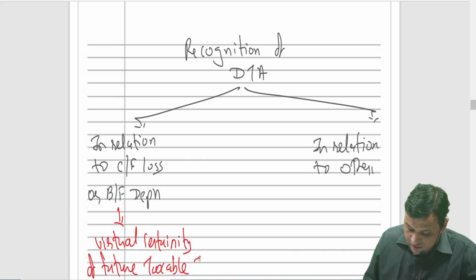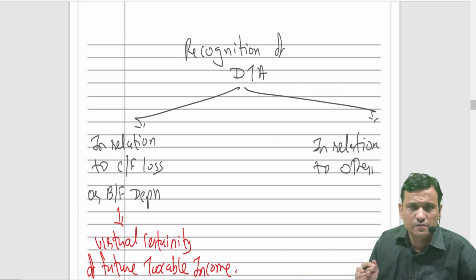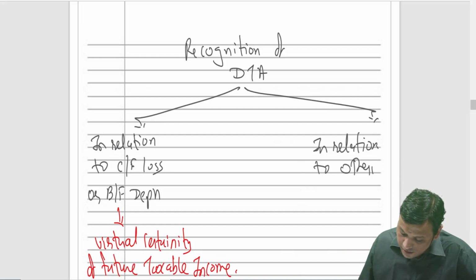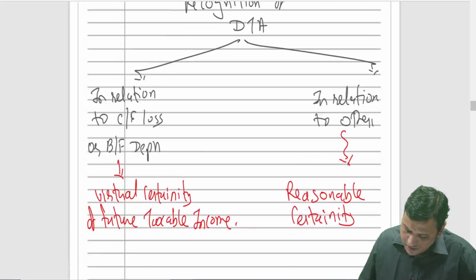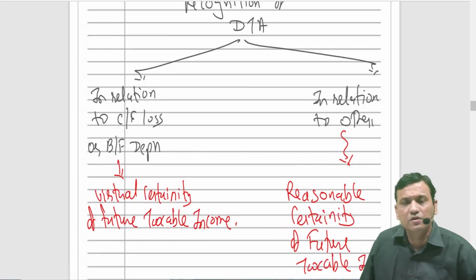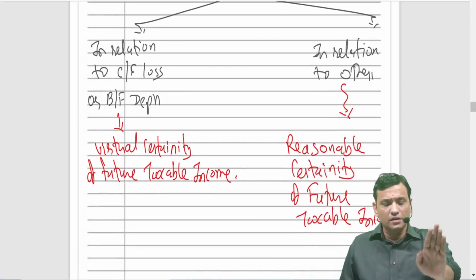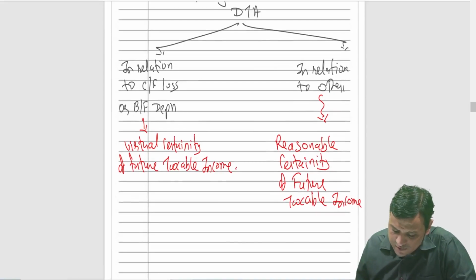Then only create deferred tax asset, because what is going to happen? My loss will be carried forward. So don't you think my future tax will have an effect? So virtual certainty of future taxable income. In relation to others, I require only reasonable certainty of future taxable income. That reasonable certainty comes from past record or good sales order book and all those things. Virtual certainty means it's going to happen. Then only you create DTA. Otherwise, don't create DTA. So my friends, this is with respect to recognition of DTA.